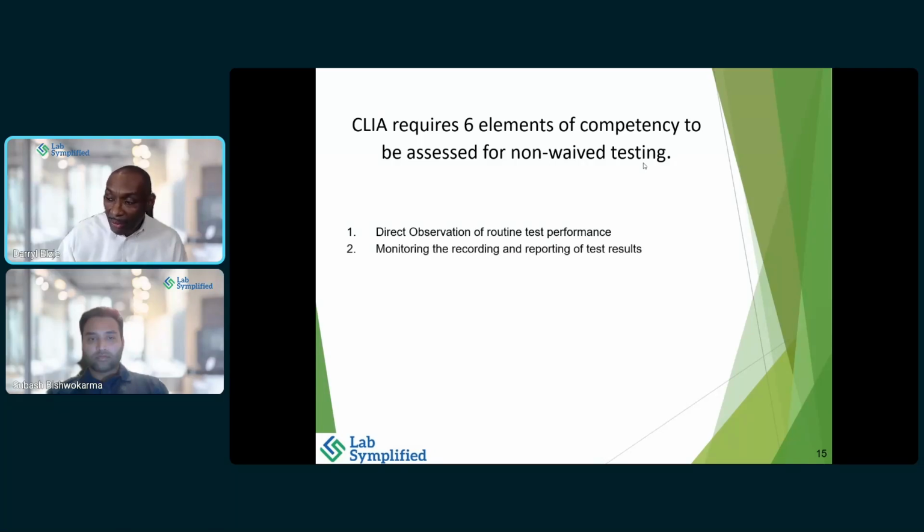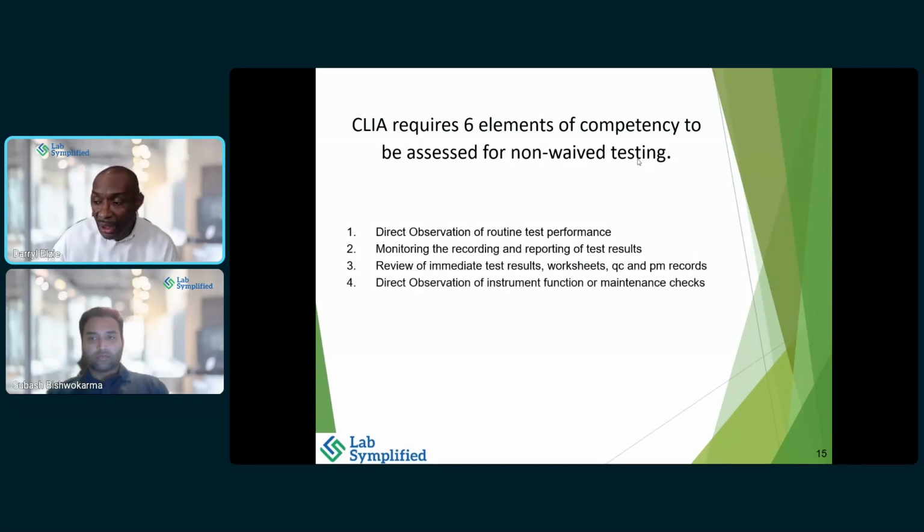Monitoring the recording and reporting of test results. That includes criticals, review of immediate test results, worksheets, QC, preventive maintenance records, direct observation of instrument function or maintenance check. Notice that 1 and 4 is direct observation. That means you just can't review previously analyzed test results. You have to be there.